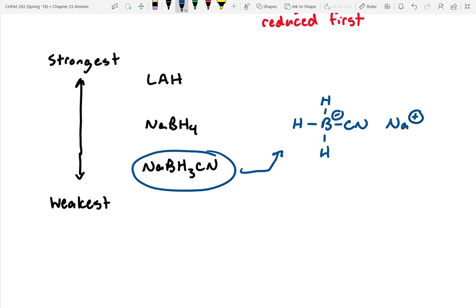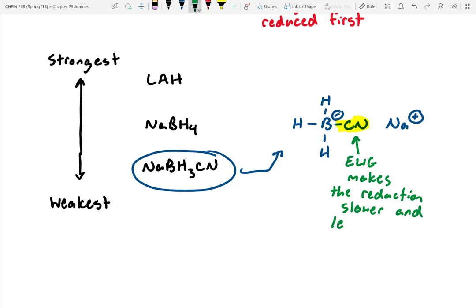So if we think about this, we need a hydride donor, something that's willing to give up electron density. In this case, what's going to slow it down and not make it as willing to give up electron density? That's really the only difference, so it has to be this. So this electron withdrawing group makes the reduction slower and less aggressive. So much so that sodium cyanoborohydride really isn't that good at reducing aldehydes and ketones. It's just not aggressive enough to reduce an aldehyde or a ketone. However, it will reduce the iminium ion quite well. So let's take a look at this.